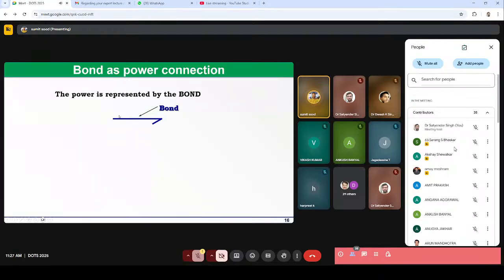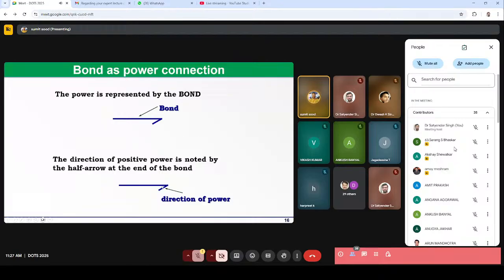So the power representation, like I told you, is the bond. It is used to represent the power exchange. And this half arrow represents the direction of the transfer of power. For example, if there's a system on the left side and a system on the right side, this arrow represents that the power is being transferred from system A to system B.